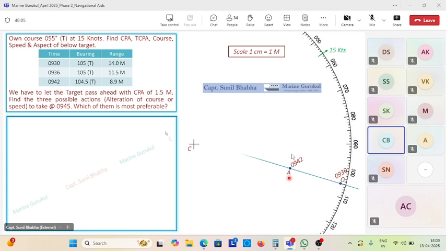Go ahead, beta. Sir, is it necessary to plot all three observations, or first and last will do the trick? No, beta, plot all three. Most of the time they will be in a straight line. There can be a slight variation. One of the positions can be slightly off track. That is because the minimum resolution we have is about half a degree. So, but you plot all three. If three observations are given, plot all three.